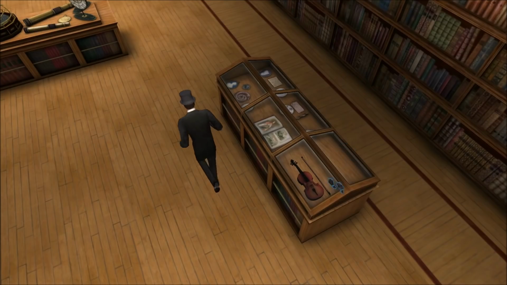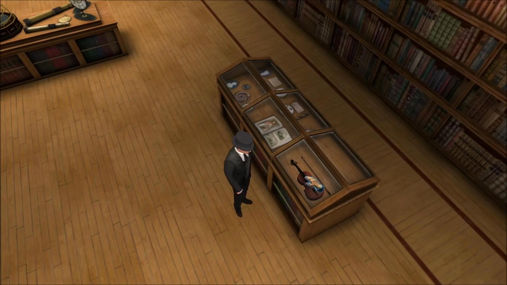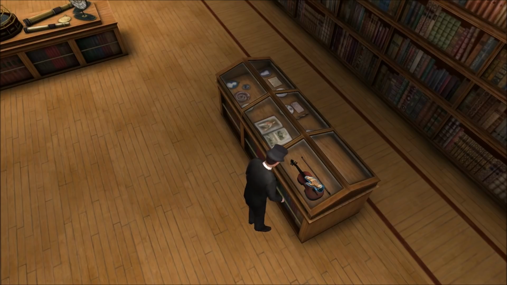Yeah, here. Got it. Steal it. Sherlock, steal. This instrument will do the job. Fine job.